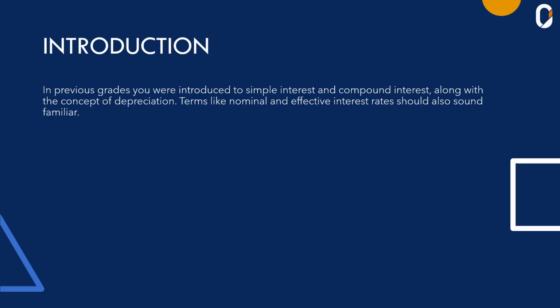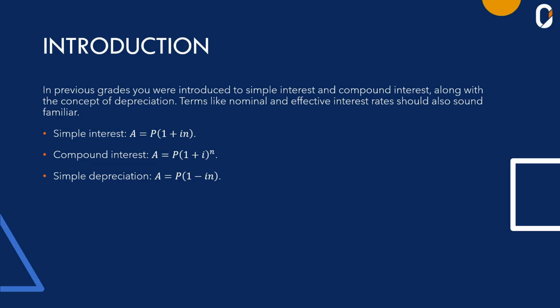In previous grades, you were obviously introduced to simple interest, compound interest, along with the concept of depreciation. Also, terms like nominal and effective interest rates should sound familiar to you, and you were told that simple interest is represented by the following formula: A = P(1 + in), where A is your accumulated amount, P is the principal amount, i is the interest rate, and n is the period of the investment. And again, you were told that compound interest is given by the following formula: A = P(1 + i)^n.